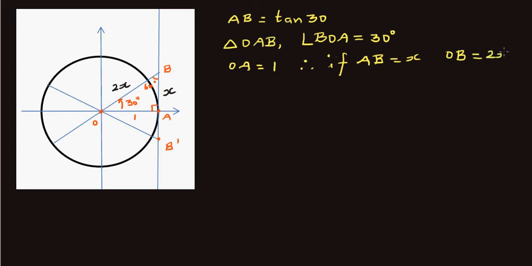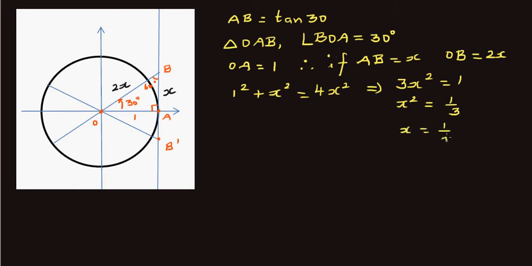Okay, so now using Pythagoras, can I say 1 squared plus x squared is equal to 4x squared? Making x squared the subject, this implies 3x squared is equal to 1. So x squared is 1 over 3, and so x is 1 over root 3. Okay, so from this we can prove many results. So what we are saying is this is 1 over root 3.